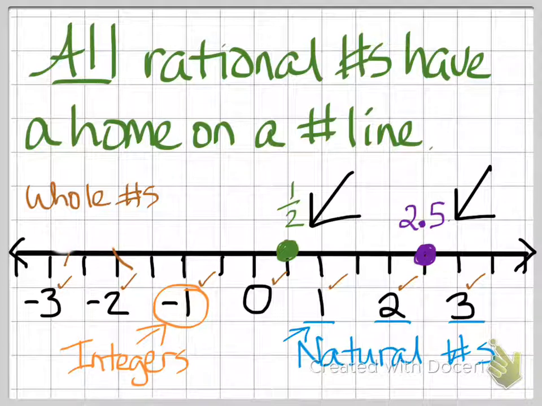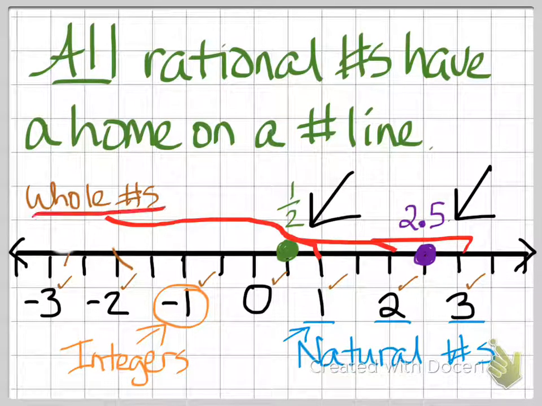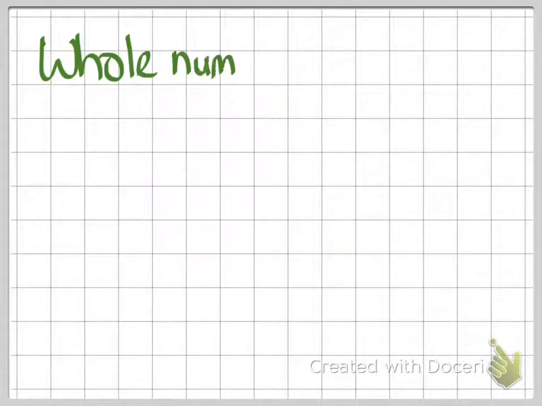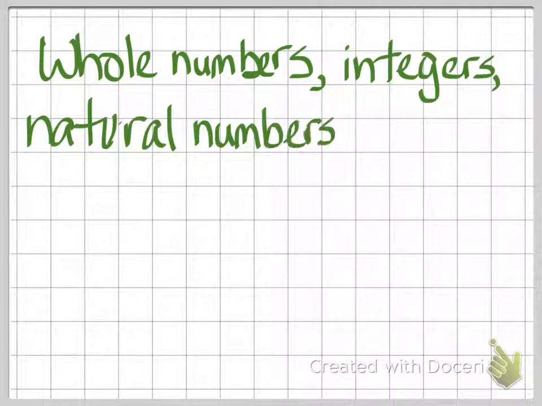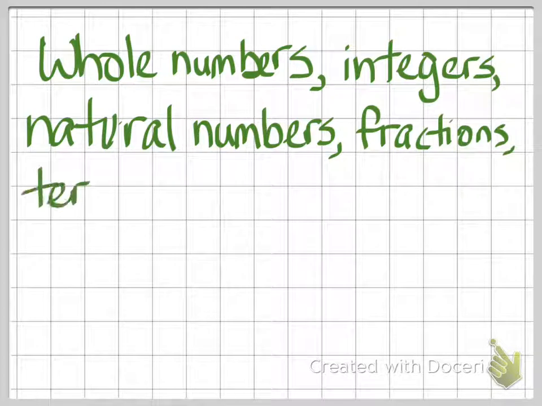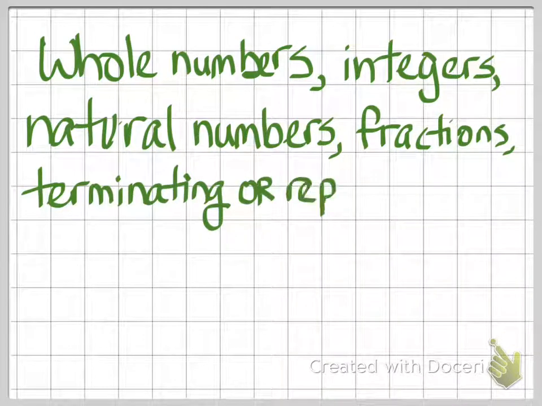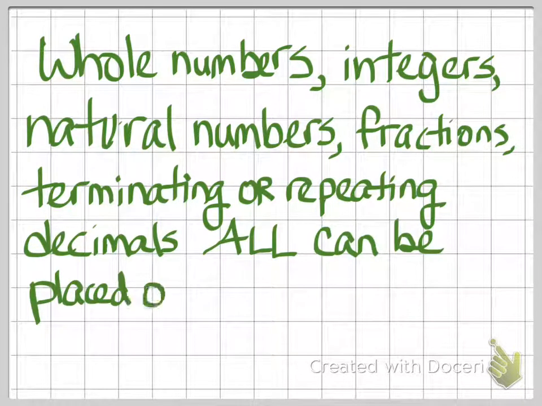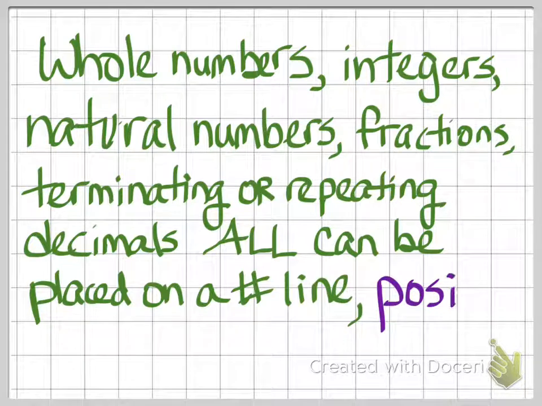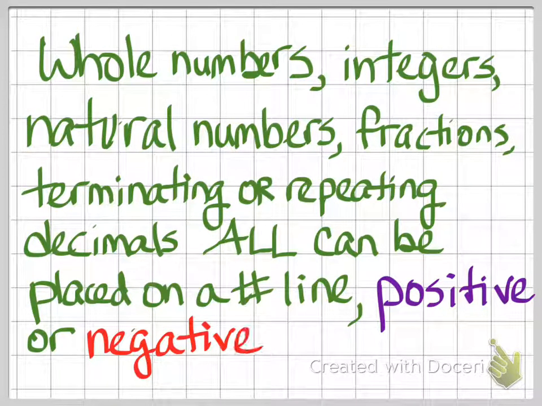I just noticed a typo here. Whole numbers do not include negative integers. They only include positive ones. So I am sorry about that, but I just wanted to make sure that it got fixed. Whole numbers, integers, natural numbers, fractions, terminating decimals, or repeating decimals all can be placed on a number line in a specific location, whether they are positive or negative.